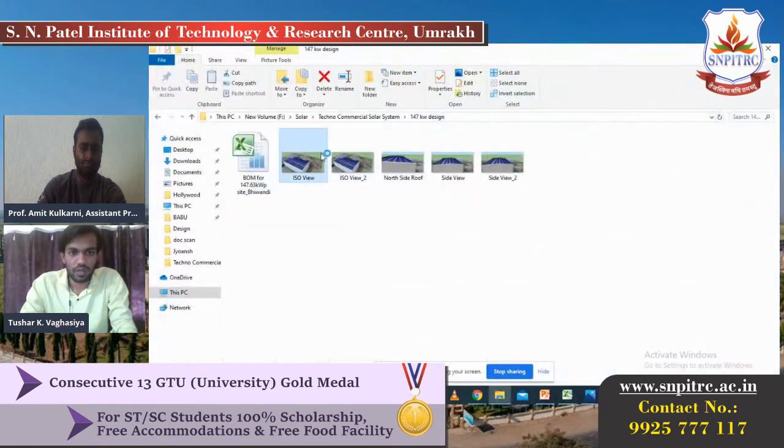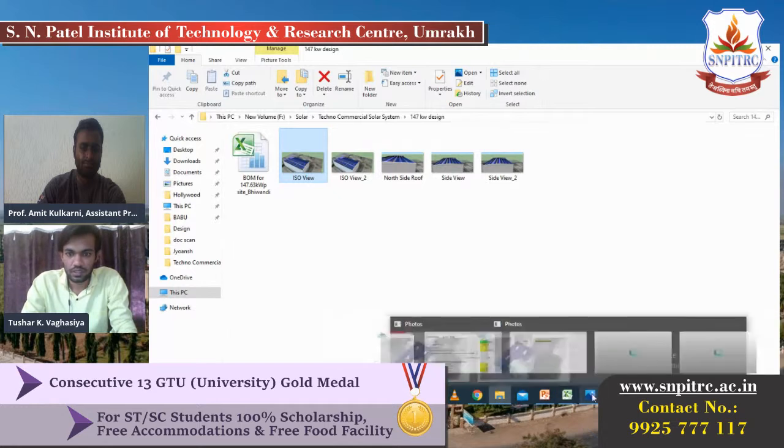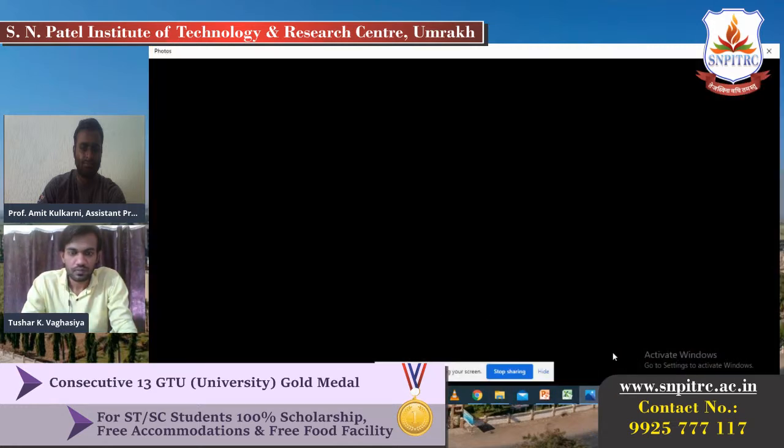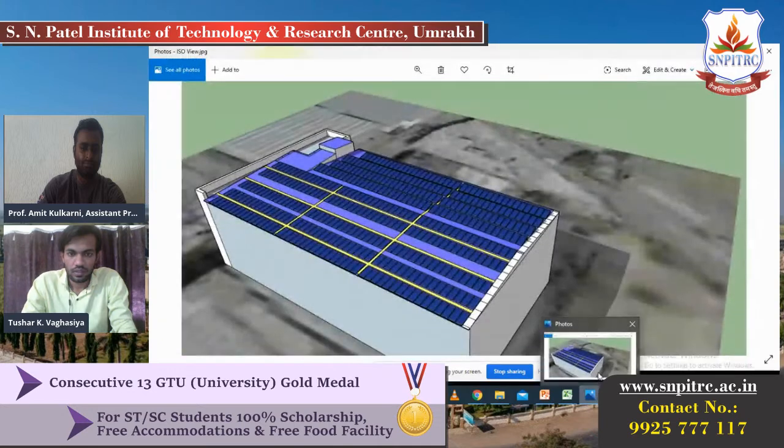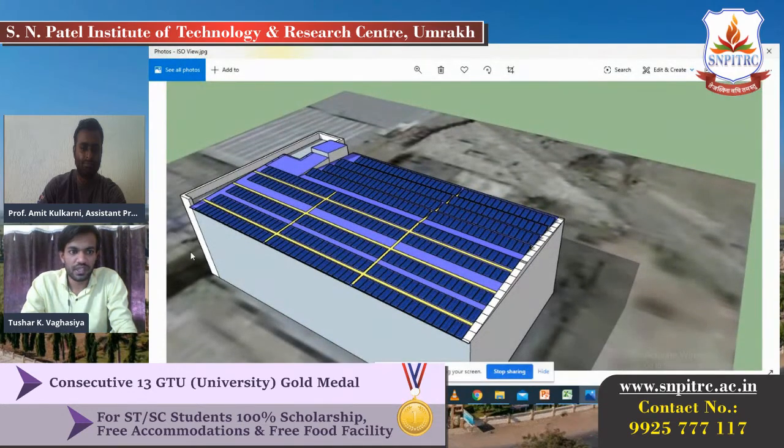Let me show you some photographs of this industrial project. Here is the south facing. Whenever you are designing, your modules should always be south facing in India when installing a solar power plant, because we get the maximum solar radiation on the south facing. The tilt angle is also considered whenever you design. It's also one of the more interesting topics when designing a solar power plant.